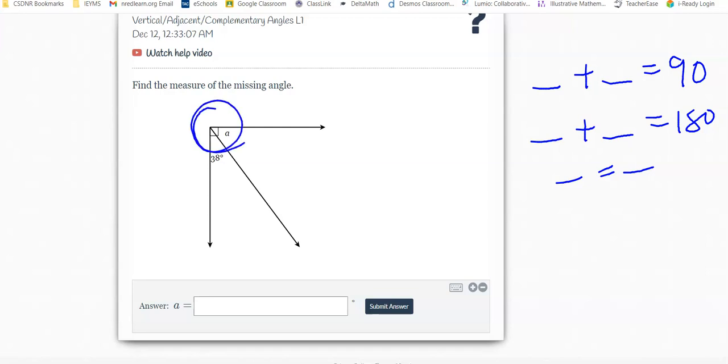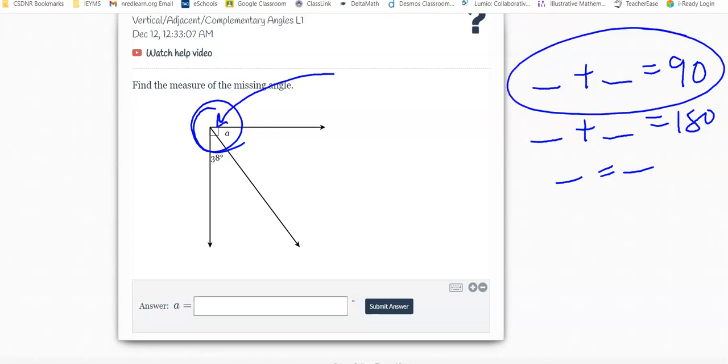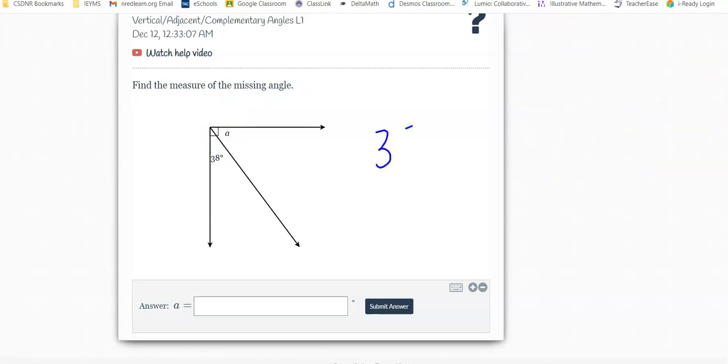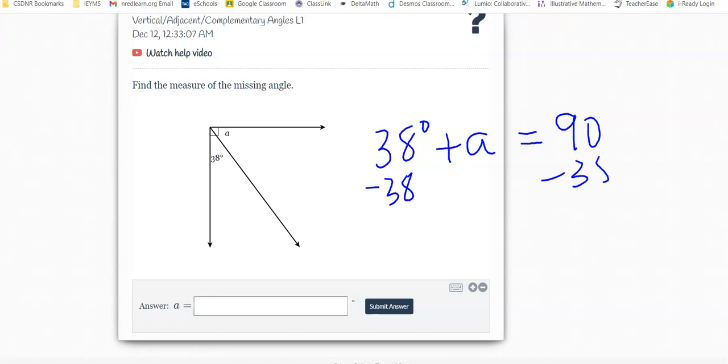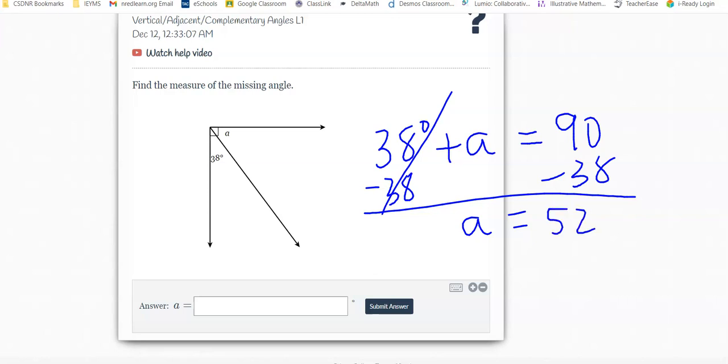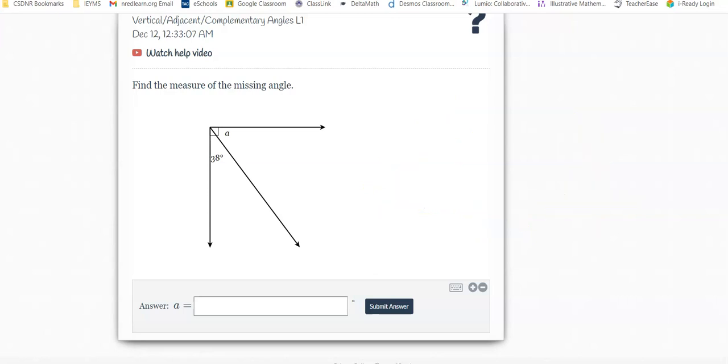You'll notice in this problem, you see the 90-degree box. So this is a complementary relationship. So 38 degrees plus A is equal to 90. Subtract 38 from both sides. Use your calculator if you need to. And get your final answer.